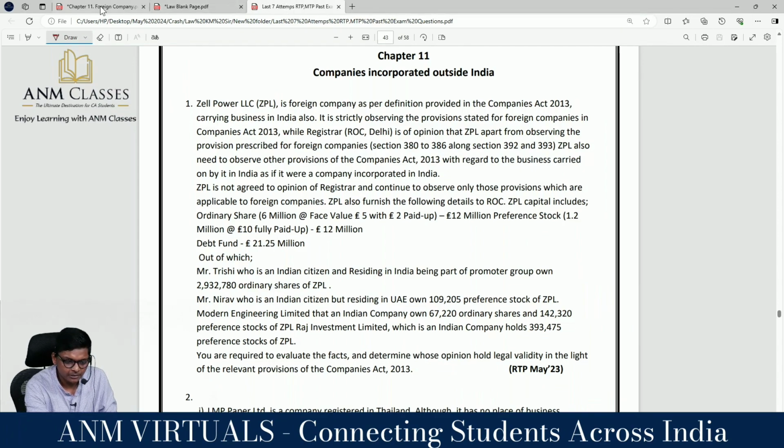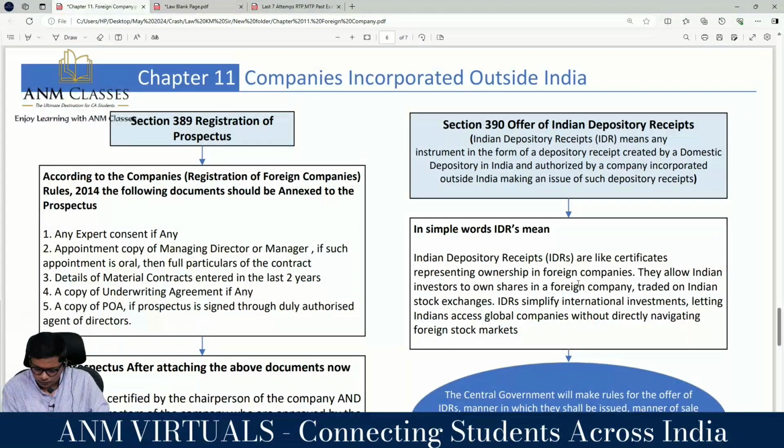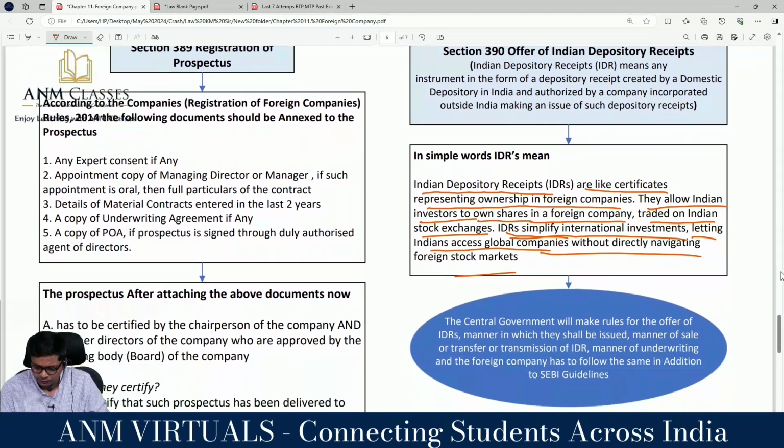Now go read this. IDRs are, in simple words, Indian depository receipts, like certificates representing ownership in a foreign company. That means foreign companies issuing securities in India allow Indian investors to own shares in a foreign company traded on an Indian stock exchange. So IDRs are traded on an Indian stock exchange instead of Nasdaq. IDRs simplify international investments, letting Indians access global companies without directly navigating foreign markets.